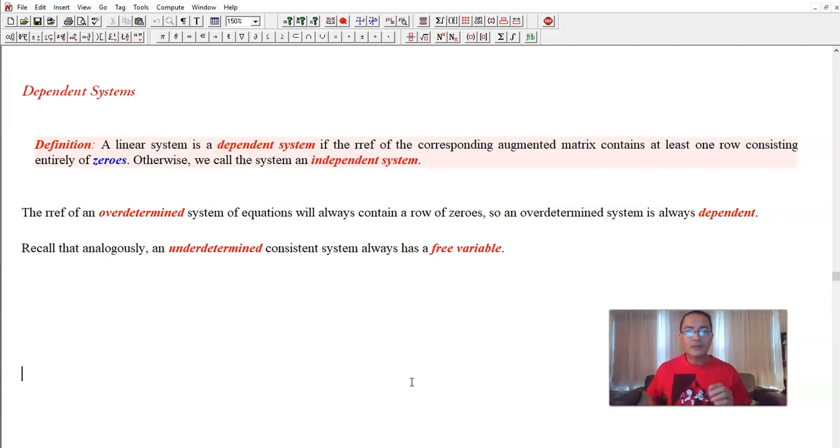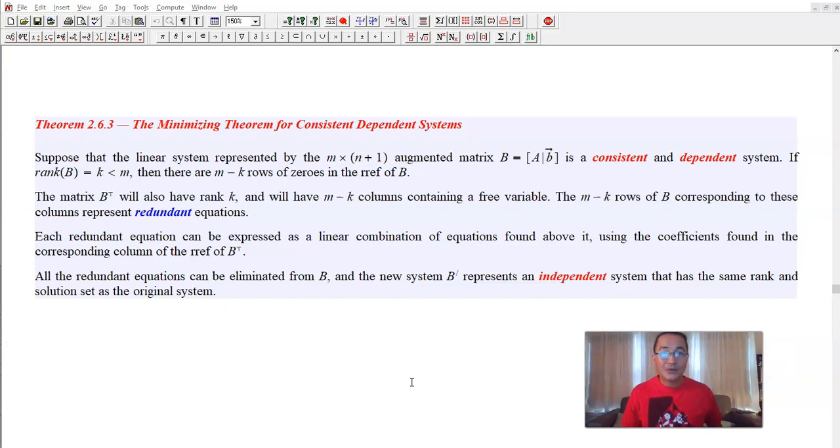So this is analogous to underdetermined consistent systems. If you have more variables than you do equations, then we know that you will get at least one free variable in your REF. Okay, so our next job is now to find out which of the original equations of our system of equations are redundant. The trick is not to look at the original system, but to look at the transpose of that system.